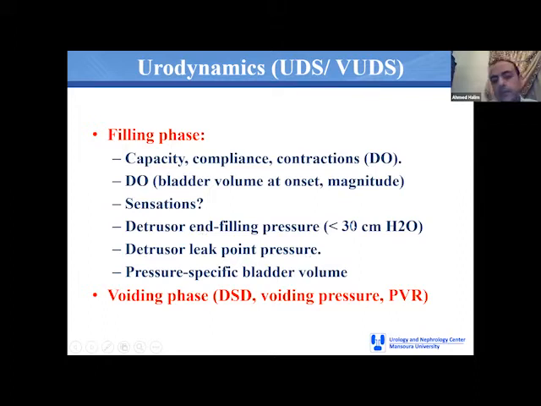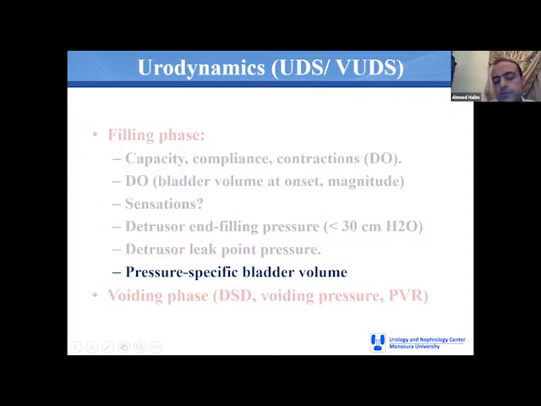Our goal when treating patients with neurogenic bladder is to try to keep the filling pressure low. Those with a detrusor leak point pressure higher than 30, in some of the pediatric literature, are at higher risk of bladder damage. Also, it's good if you can use pressure specific volumes. I'll tell you how to use that, for those who might not be familiar with it.